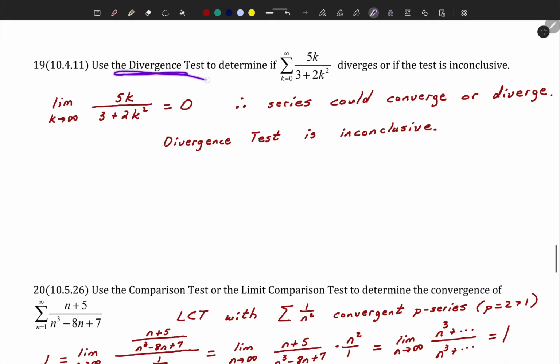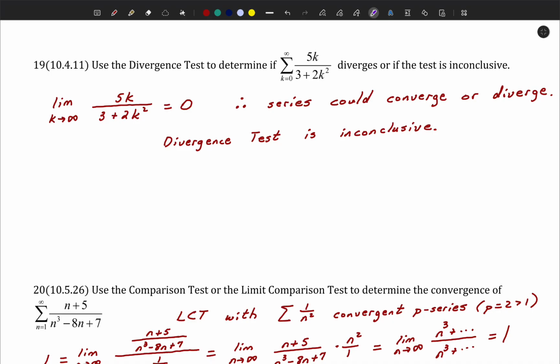Now, the test for divergence, and please keep in mind with the test for divergence, it can only ever tell you if a series diverges. It's either going to say, hey, the series diverges, or it's inconclusive. That's the only two options. So in this one, it says use the test for divergence to determine if the series 5k over 3 plus 2k squared, starting at k equals 0 to infinity, diverges, or if the test is inconclusive.